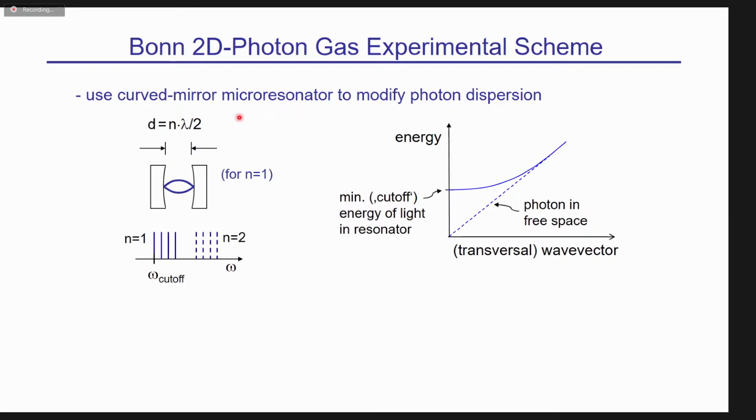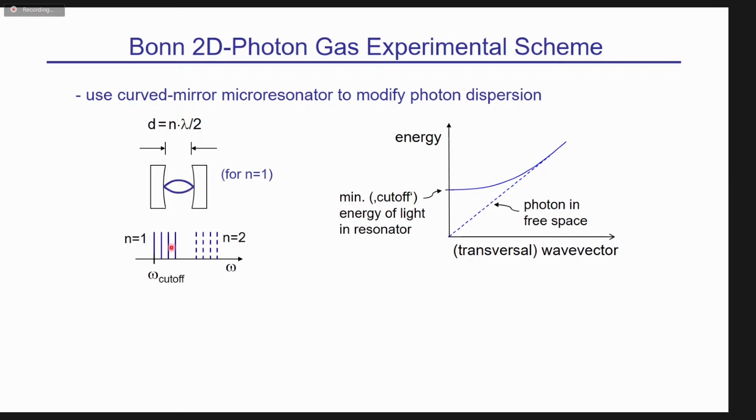As in polariton experiments, we also use an optical microresonator to modify the photon dispersion. In our case, it's a curved mirror microresonator, and the spacing between the mirrors is very small. It's an integer number times half the wavelength. For simplicity, let's say that the integer n is equal to 1. Then it's very clear that very long wavelengths do not fit inside this microcavity. So there's a maximum wavelength, or minimum frequency, of the light to fit inside.